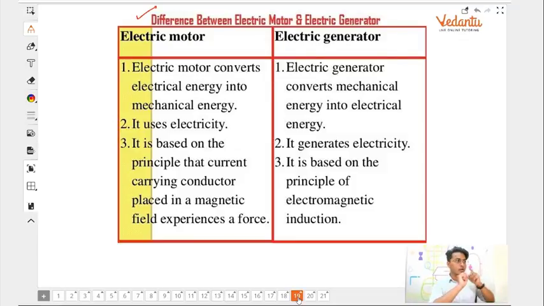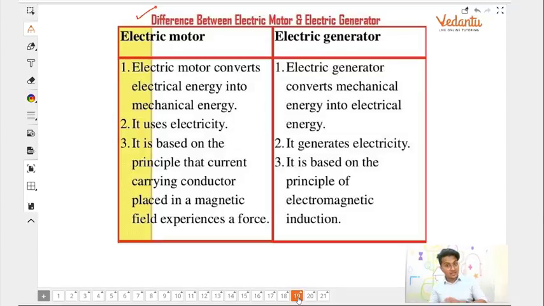Number 2, the working principle, remember? The working principle for a DC motor is that it converts electrical to mechanical energy. For an AC generator, it is mechanical to electrical energy. Obviously, you know that. In the motor's case, it works on the principle that whenever a conductor is placed in a magnetic field, it experiences a force. And due to that force, it starts rotating and mechanical energy is produced.